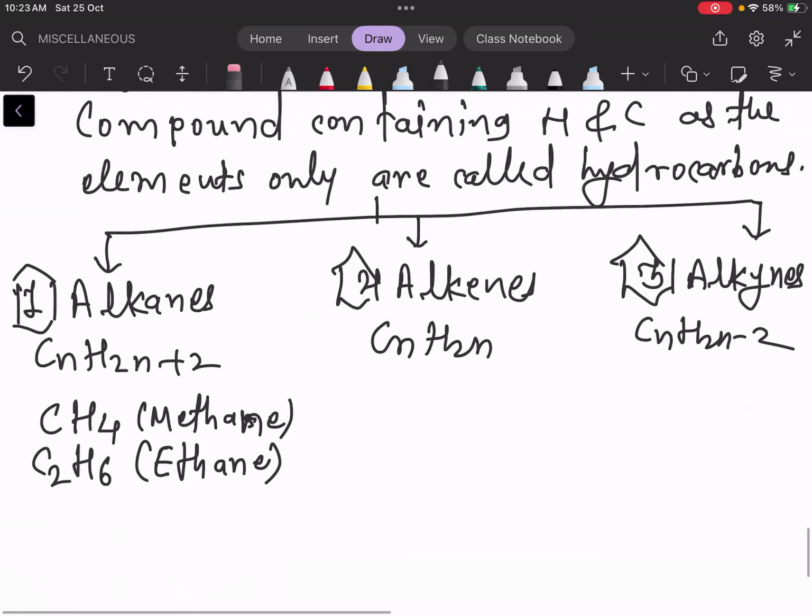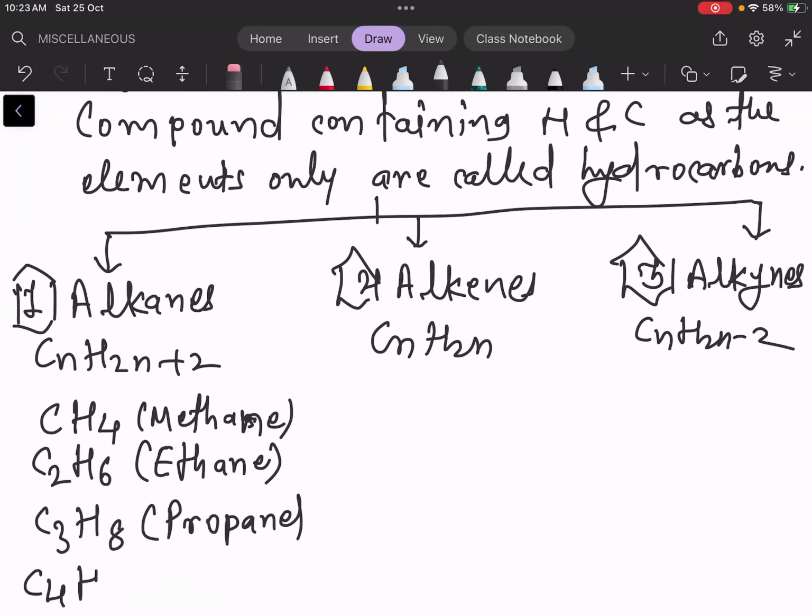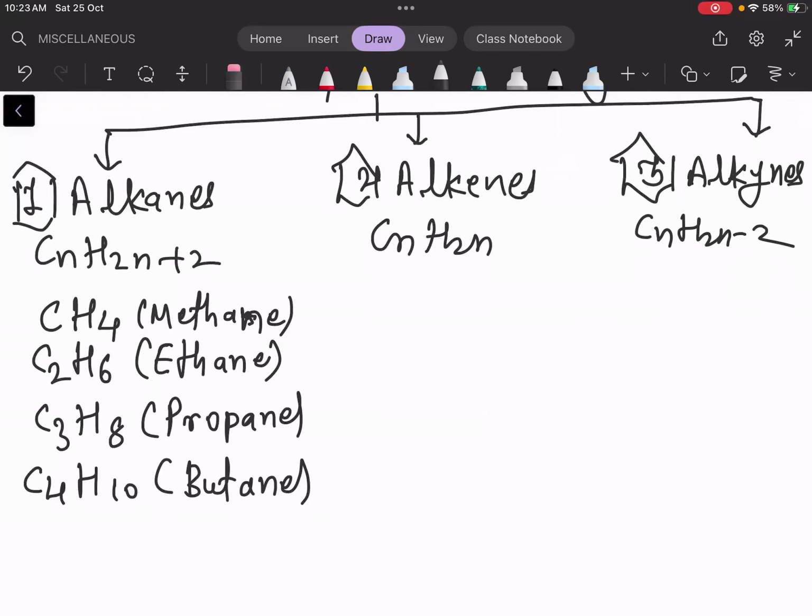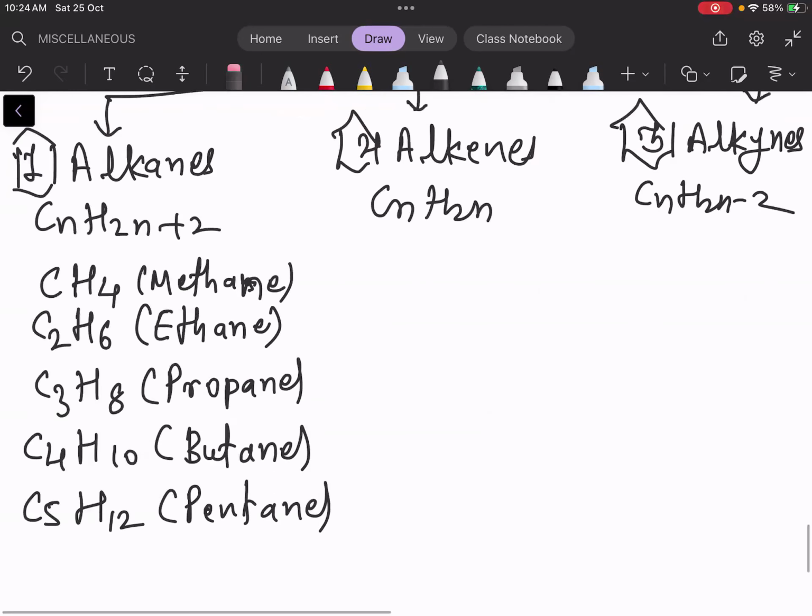If you substitute n is equal to 3, what will you get? C3, H, 2 threes are 6 plus 2, 8. Nothing but propane. If we substitute n is equal to 4, C4, H, 2 fours are 8 plus 2, 10. C4H10, nothing but butane. If we substitute n is equal to 5, C5, H, 2 fives are 10 plus 2, 12. Nothing but pentane.